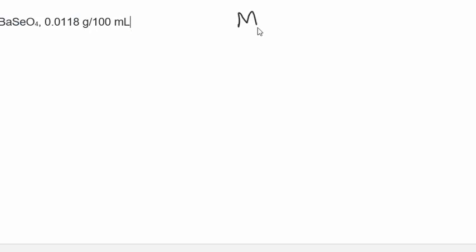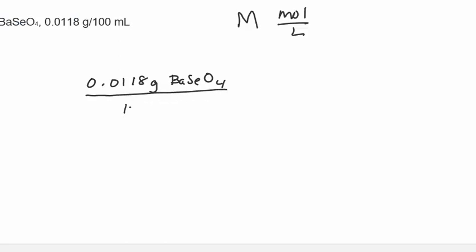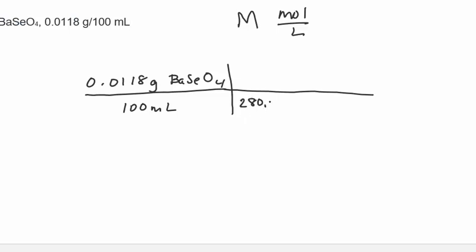Well, we convert it. This is just dimensional analysis, there is no equation for this, it's just a straight dimensional analysis. So if I have this and I'm aiming for moles per liter, then I hope it's intuitive at this point in your chemistry journey that you need to find the molar mass. So I go to the periodic table and I look up my barium and my selenium and my oxygen, and I add them together to get the molar mass, and I get 280.3 grams of this compound, BaSeO4, per 1 mole.